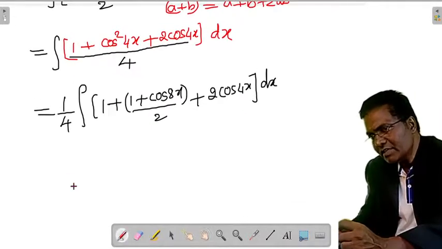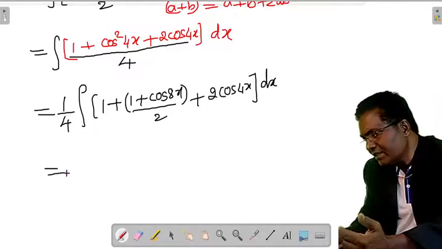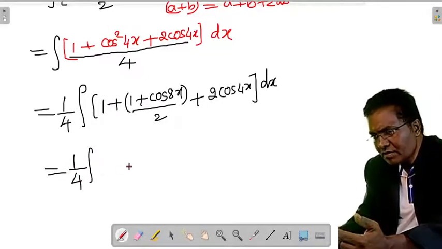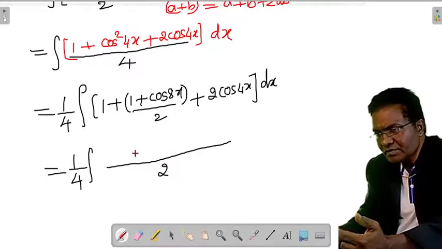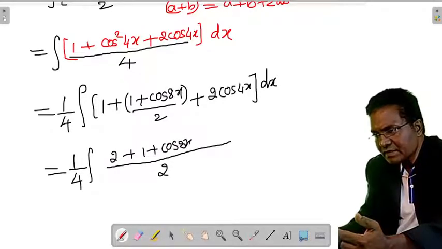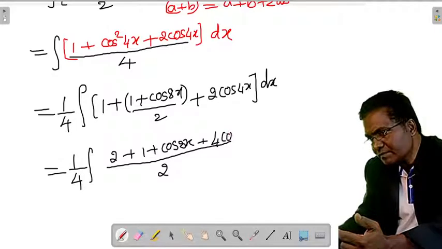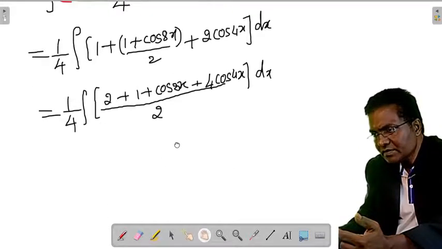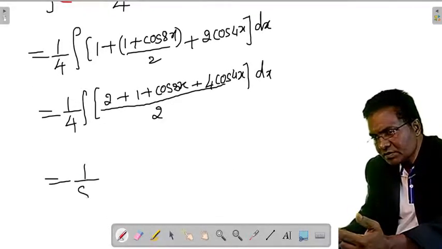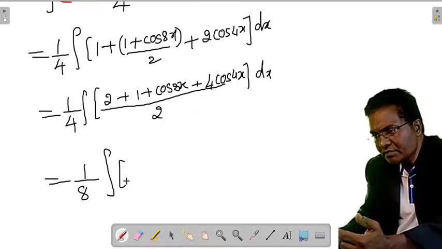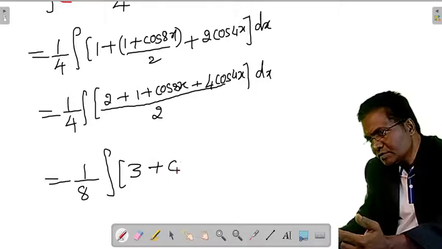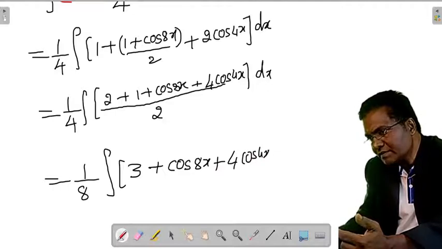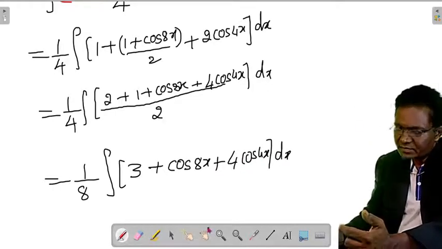Now you can write directly the integration, otherwise you take the LCM and then integrate. Both can be done. To avoid confusion I take 2 as LCM: 2 times 1, plus 1 plus cos 8x, plus 2 into 2, 4 cos 4x, dx. Further this is 1 by 8, since 4 into 2 is 8, integration of 2 plus 1 is 3, plus cos 8x plus 4 cos 4x dx. I suppose you understood.